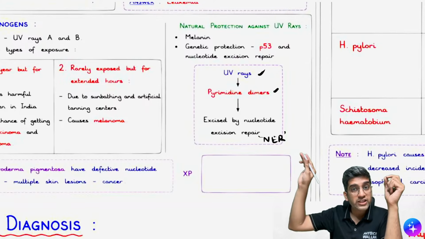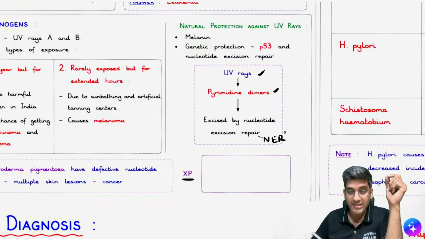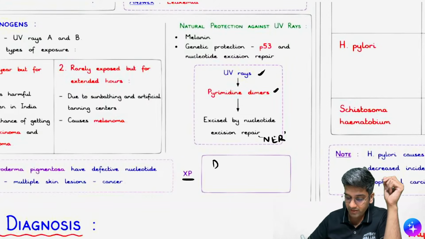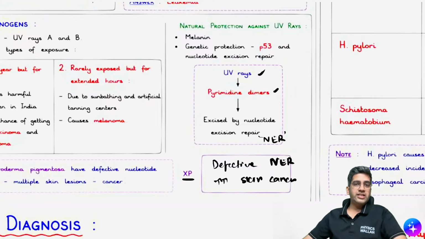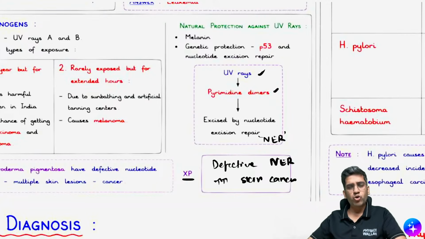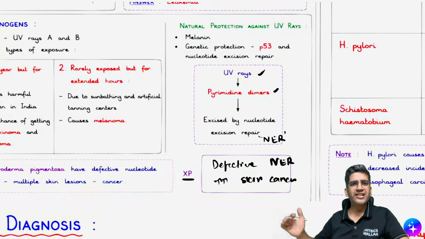If this nucleotide excision repair is absent, that's a disease, xeroderma pigmentosum, where you have defective nucleotide excision repair. That will increase the risk of skin cancers exponentially. The patient will have lots of cancers in the body. Squamous, melanoma, basal, everything will be there, right? That's a genetic condition, right?